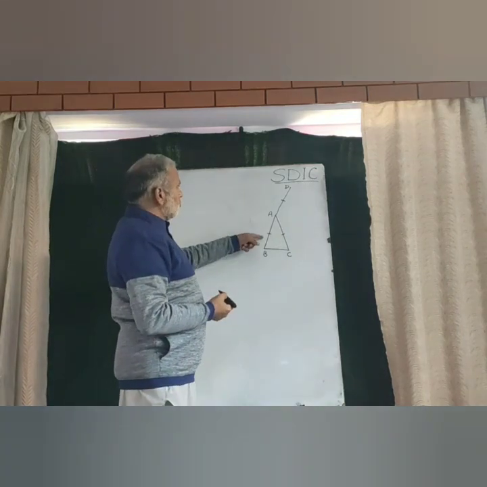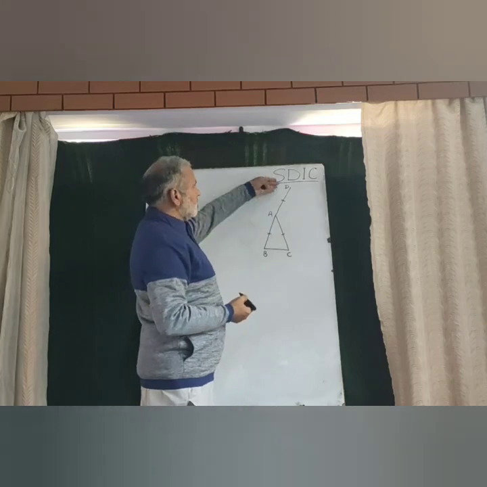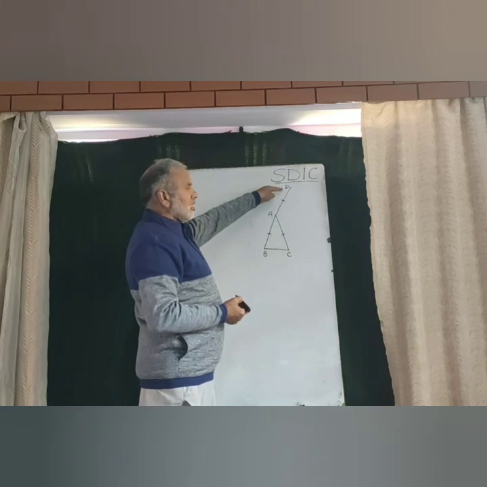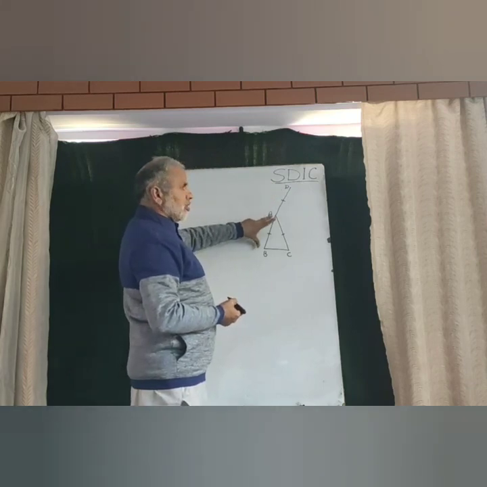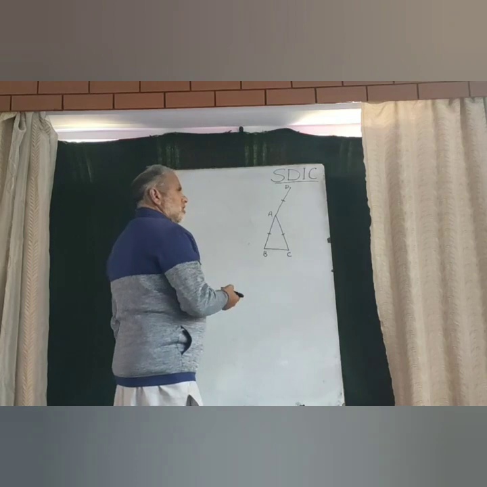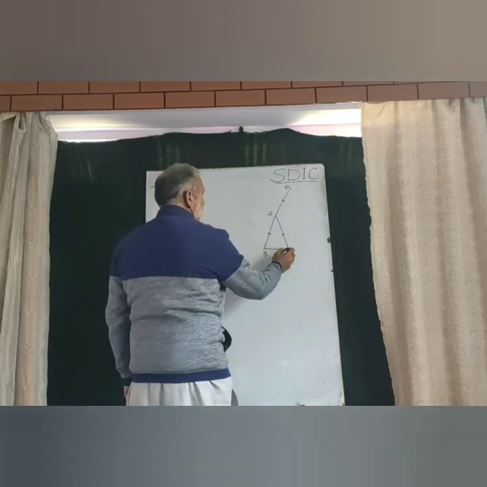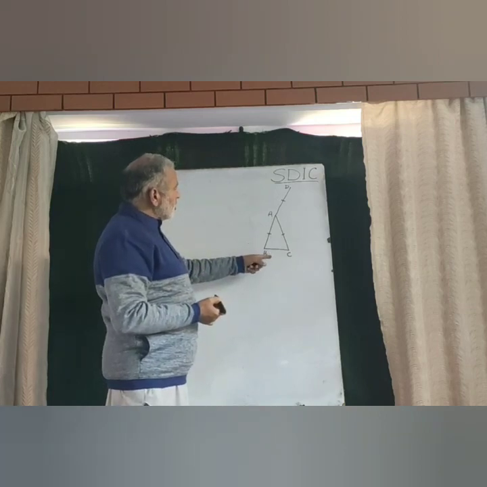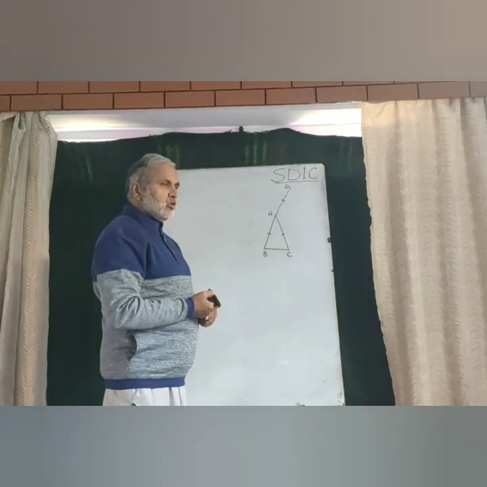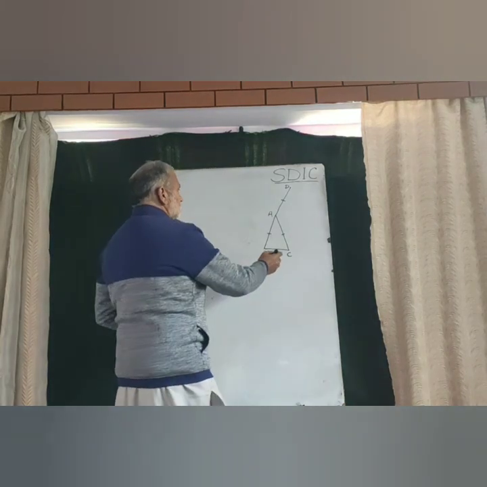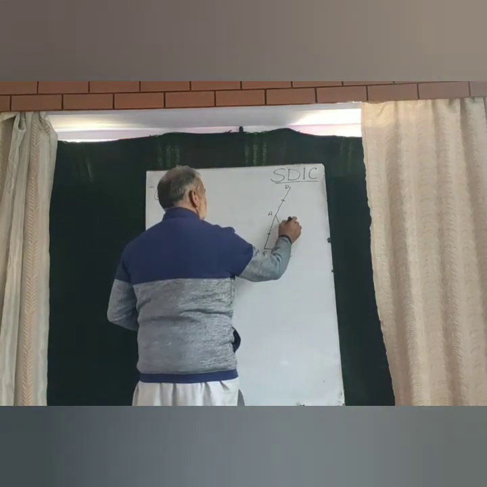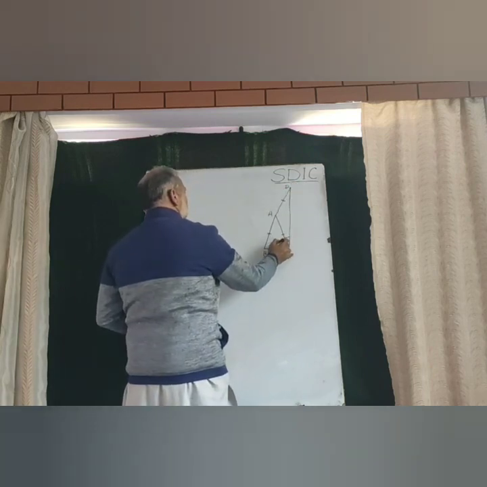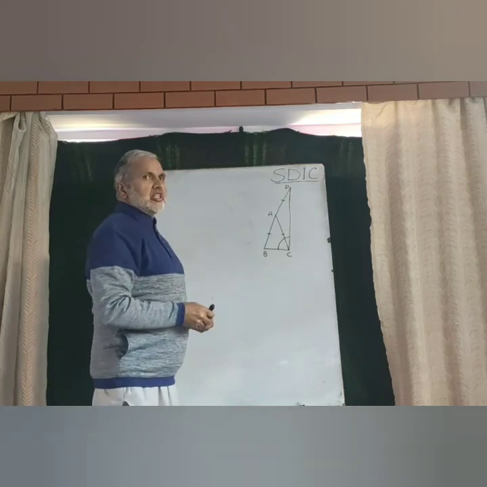You have to produce this BA, it should be straight. How much you have to produce? It has to be produced to a point D such that AD becomes equal to AB. And then you have to prove that angle BCD. Right now, this angle BCD is not formed in the figure. How will you complete that angle? By joining C to D. This larger angle is therefore formed at vertex C, angle BCD.